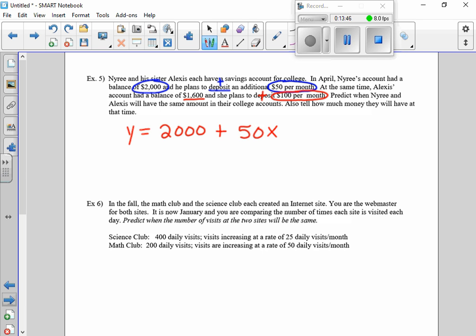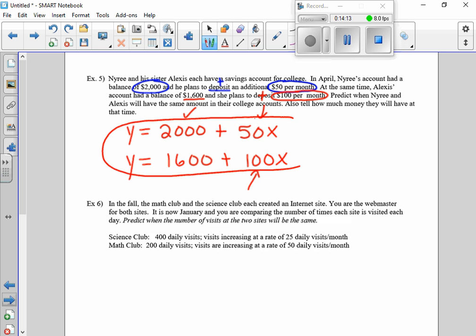All right, Alexis's equation: her balance is $1,600 plus she's going to deposit $100 per month. So as you can see, he's starting off with more money in the bank, and then he's only putting in $50 every month. She's starting off with a little bit less, but she's going to put in double the amount that he's putting in. So that means at some point she's going to catch up to him, and we're trying to figure out when. Because both equations are already in slope-intercept form, this is a time that I would use graphing.